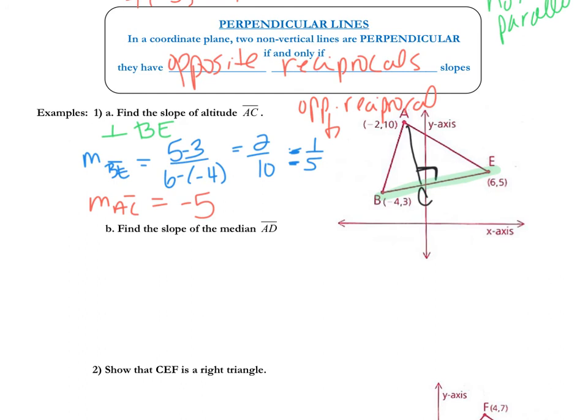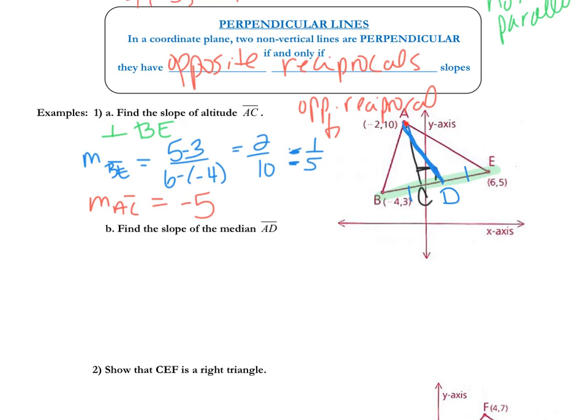All right, the next example says find the slope of the median. First of all, the median starts from the vertex of a triangle, goes to the opposite side, and splits it into two congruent parts. It meets it at the midpoint. Okay, and we're going to go ahead and label that AD. So I need to find the slope of this line.